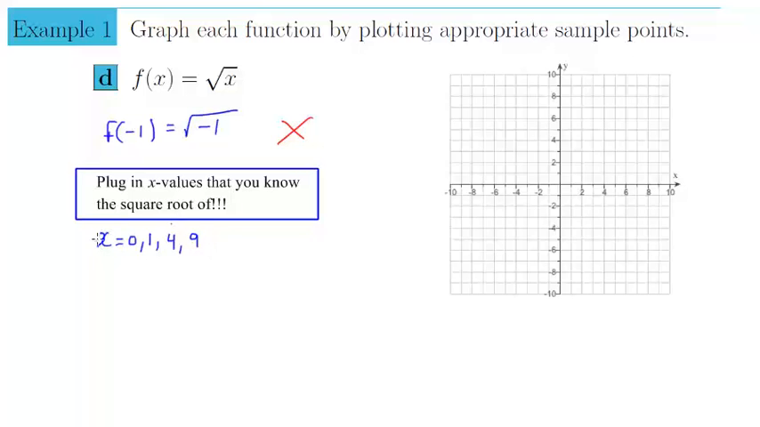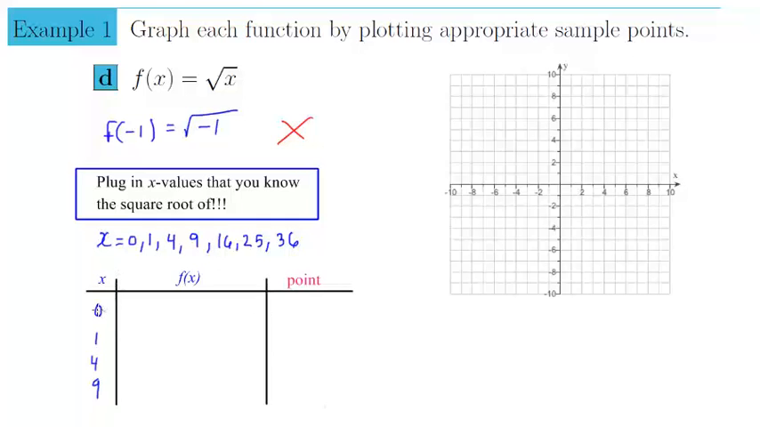And these are the first 4 numbers that I know the square root of. You could keep going. You could plug in 16 and 25 and 36. There's a bunch of numbers we know the square root of. But I'm going to focus on the first 4. All right, so let's go ahead and make our table.